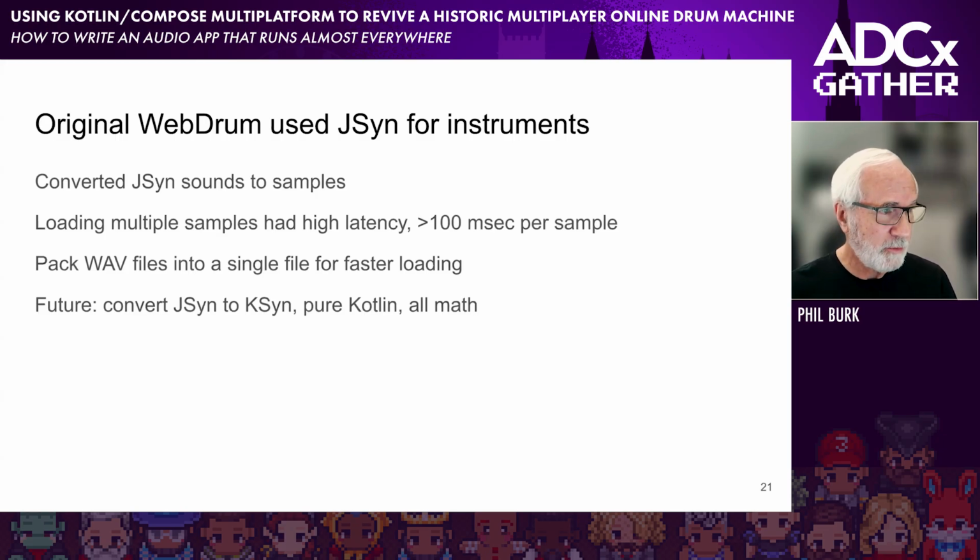So what I did is I took the JSyn Java code, generated the sounds, generated samples of those sounds, and then the Kotlin code is just playing back those original JSyn samples. So the sounds are the same, they're just not being generated on the fly. I'm actually thinking about converting JSyn to KSyn, and since most of it is math and DSP, it should convert pretty simply, and then I would be able to use the synthesis code in a variety of multi-platform applications.